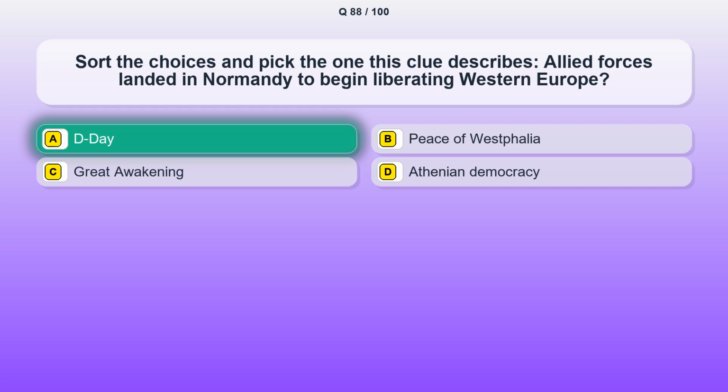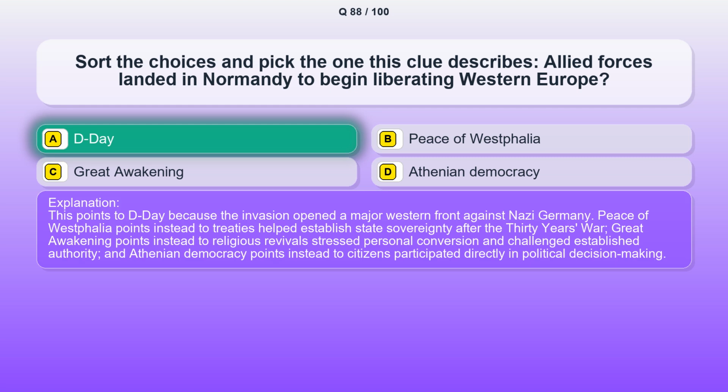The correct answer is option A, D-Day. This points to D-Day because the invasion opened a major Western front against Nazi Germany. Peace of Westphalia points instead to treaties helped establish state sovereignty after the 30 Years' War. Great Awakening points instead to religious revivals stressed personal conversion and challenged established authority, and Athenian democracy points instead to citizens participated directly in political decision-making.